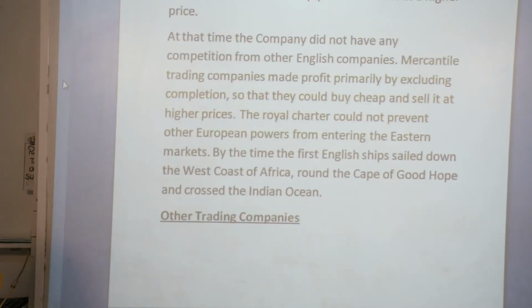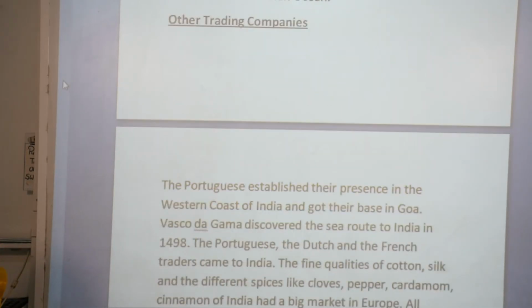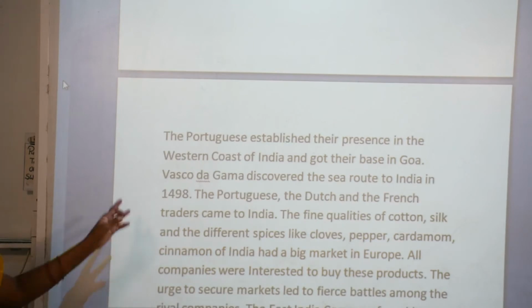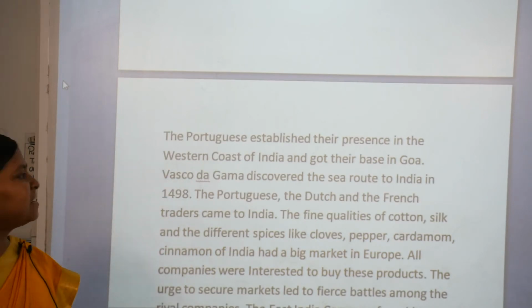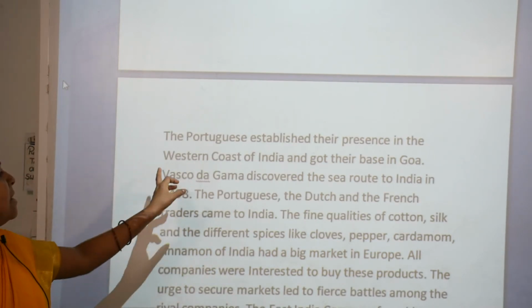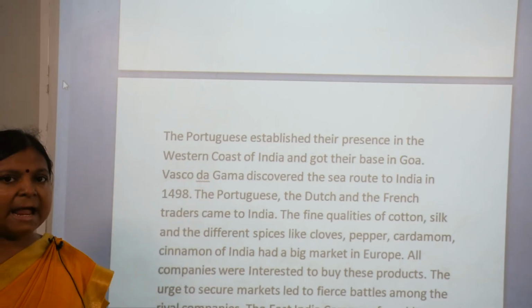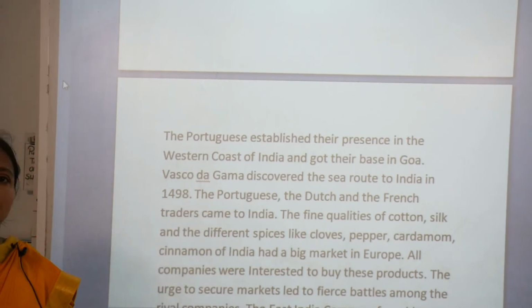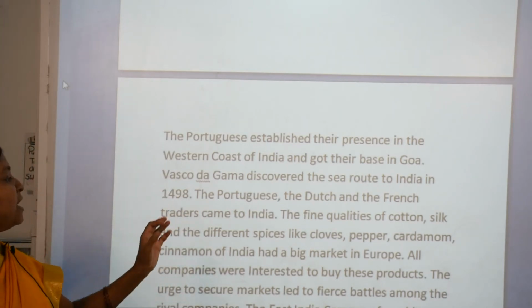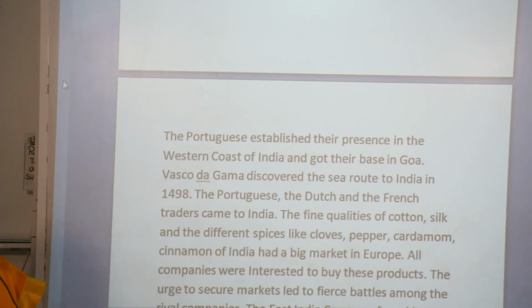When they entered India, could other trading companies also enter during that time? Yes. The Portuguese established their presence on the western coast of India, and they got their base in Goa. Vasco da Gama discovered the sea route to India in 1498. So the Portuguese, Dutch and French traders came to India.